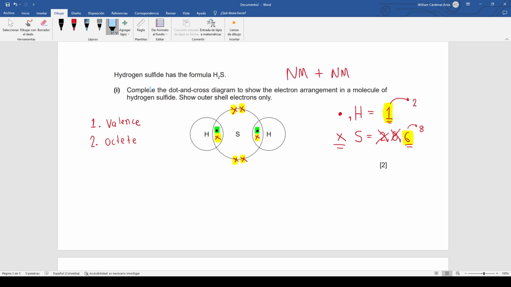Okay? Now, let's see what happened with the hydrogen. The hydrogen wants to have 2 electrons. And look at this, 2 electrons for the hydrogen. Here we have 2 electrons for the hydrogen, and we have 8 electrons for the sulfur. Okay, so these ones are pretty simple. Especially when you have hydrogens, it's pretty simple. And take into account valence and the octet.